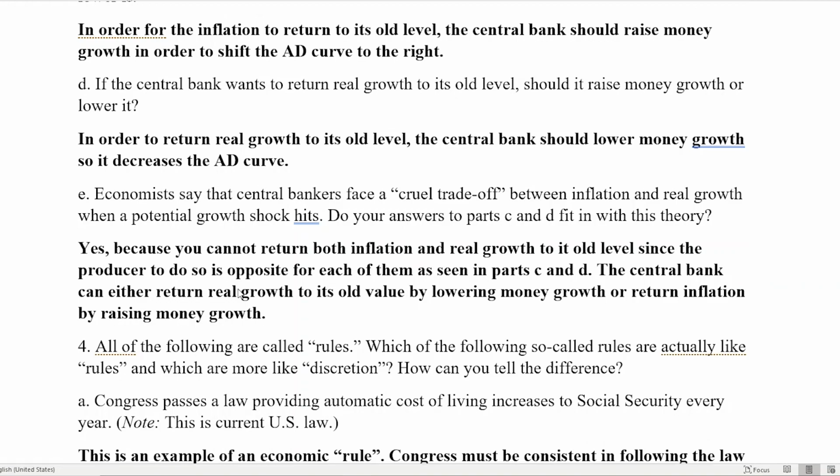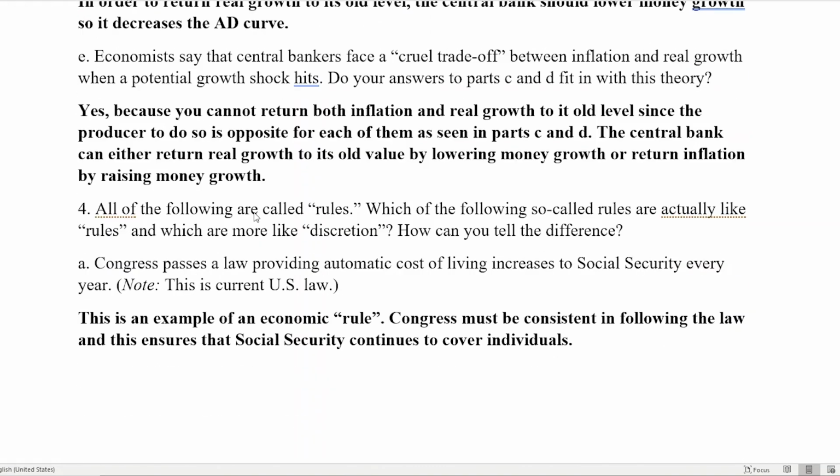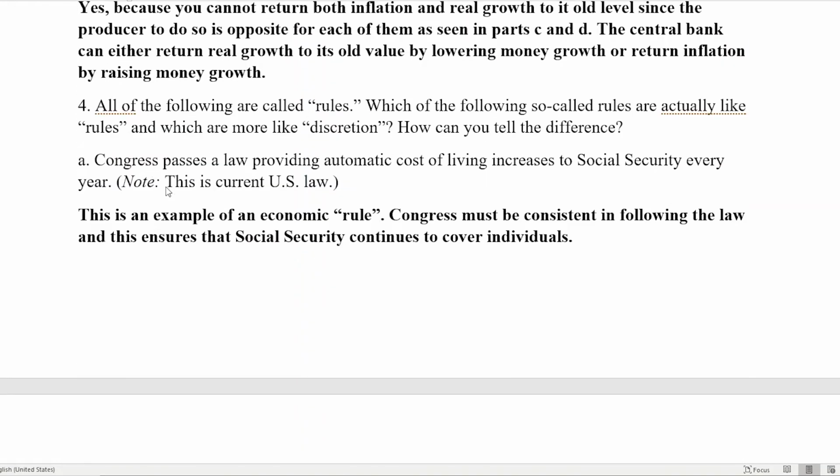And this is the cruel trade-off which economists talk about, because you can't really do both at the same time. If you increase one of them, the other would decrease, and if you decrease one of them, the other would increase.